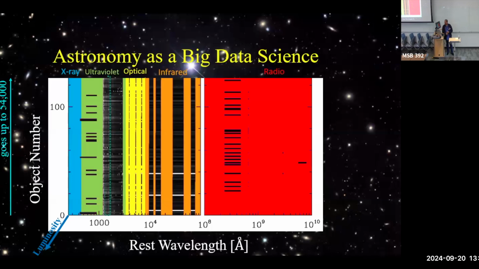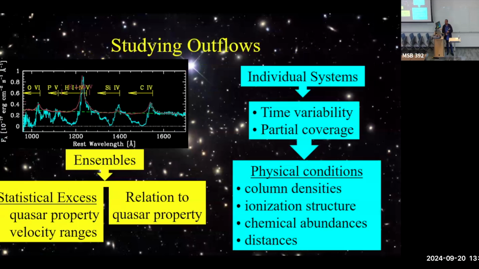So I want to come back and focus on this part, which is in the ultraviolet. That's my baby. I showed you this graph before, and the green outline is telling you where that particular thing is coming from. So, studying outflows using absorption.